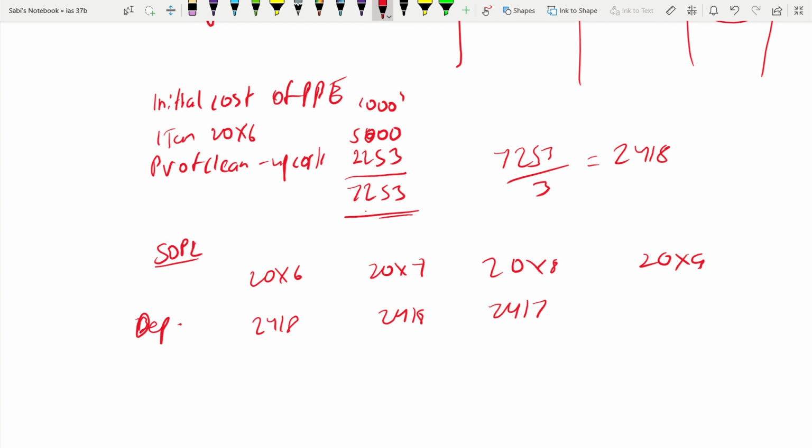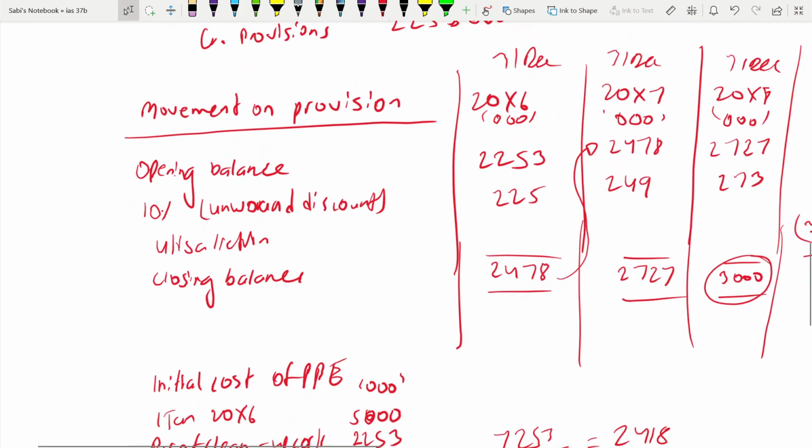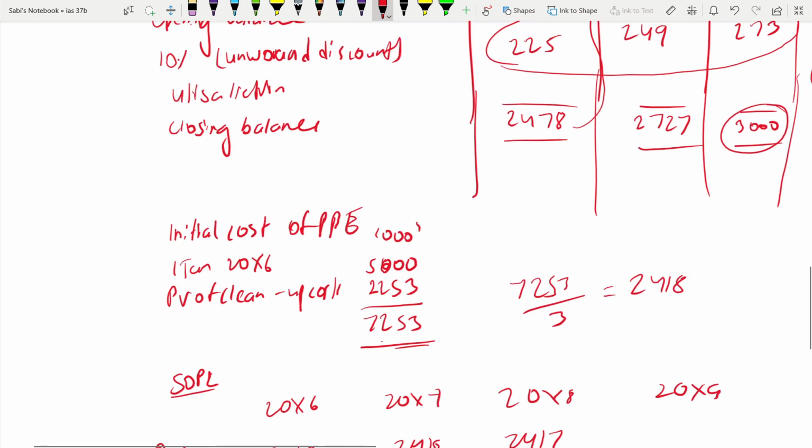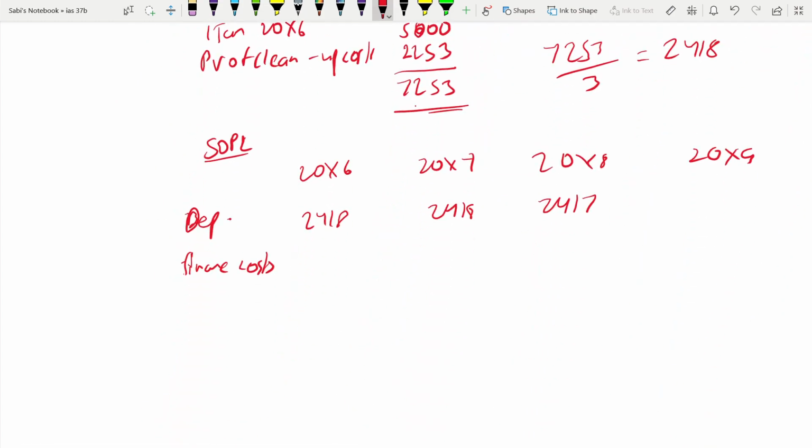finance cost. You have a finance cost as well, the interest. This you have already done in the table here. This 3, 225, 249, 273. You put it here. Now you understand the reason why you have done the finance cost and the depreciation. For this reason.